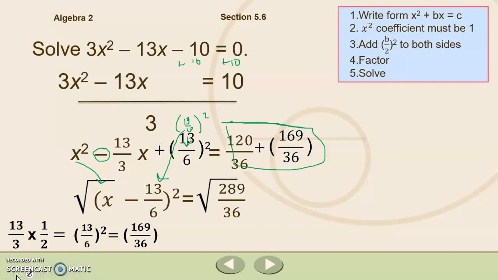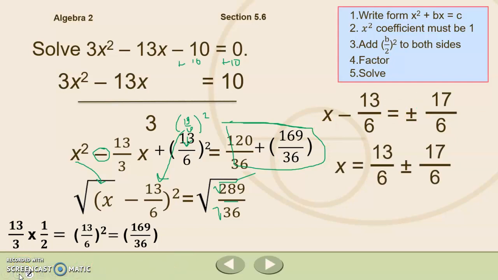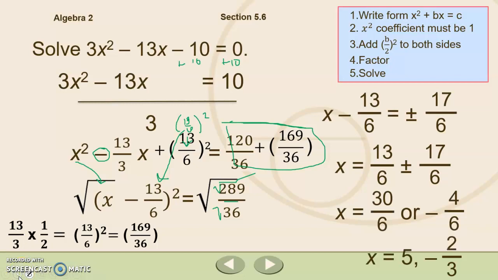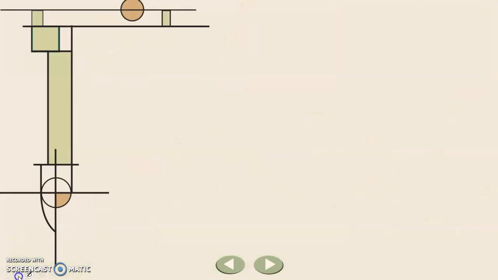Okay, the square root of the left side is just x minus 13 over 6. And the square root of the right side, we get the square root of 289, which is 17, and the square root of 36, which is 6. So our answer is plus or minus 17 over 6, but we still haven't solved for x. Adding 13 over 6 to both sides, I get x equals 30 over 6, or negative 4 over 6. We can simplify that even further. I get x equals 5, or x equals negative 2/3.